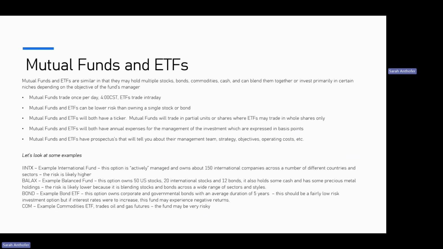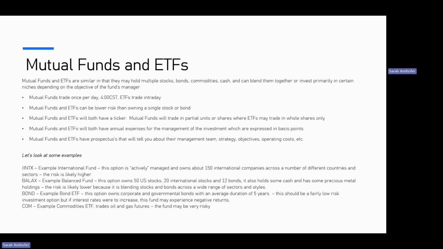So let's look at a couple examples. Again, all of these are made up. Mutual funds are always going to end in an X, and they're always going to have 5 letters. So if I see something like the top one that says IINTX, I know immediately that that's going to be a mutual fund because it's 5 letters and it ends in an X. This is an example of an international fund. The option is what they're going to call actively managed, which means the investment manager is actively picking what stock to buy. It's going to own, in this example, 150 international companies across a number of different countries and sectors.